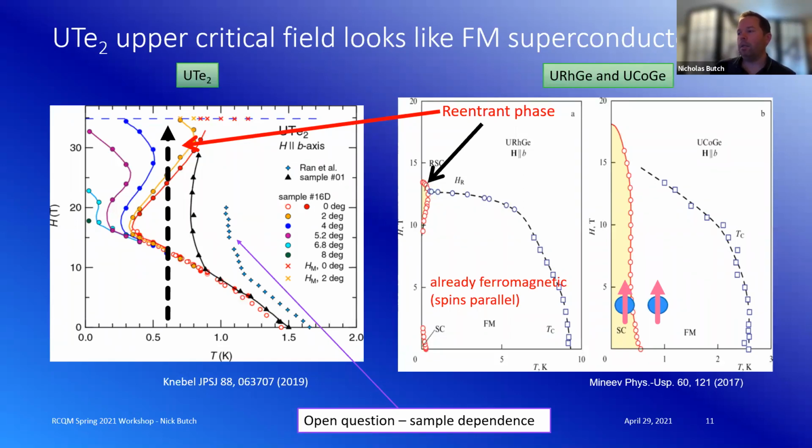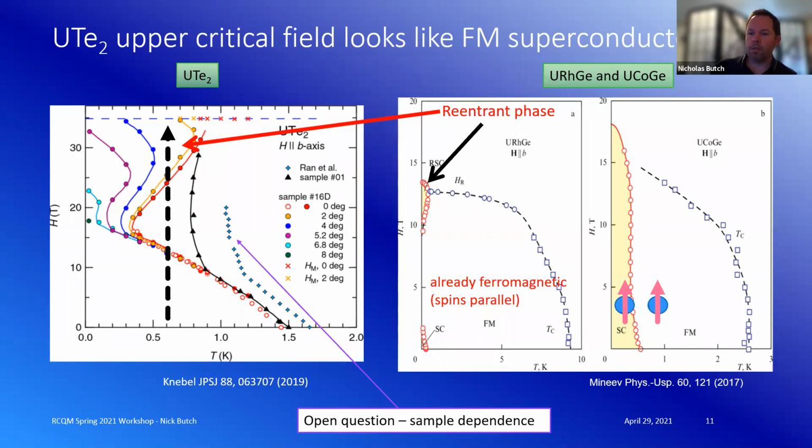You can see this reentrant superconductivity. So what does that mean? That means that applied field kills superconductivity and then it returns at some higher field. There is some sample dependence. When they compared against what we had, their TC and HC2s are lower, but nonetheless, the general shape looks like those of uranium rhodium germanium and uranium cobalt germanium.